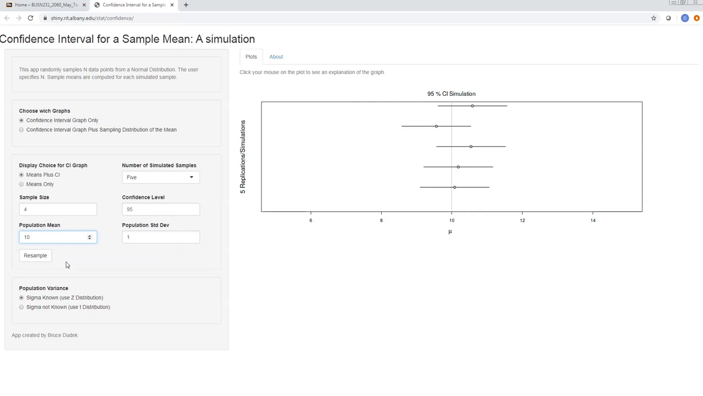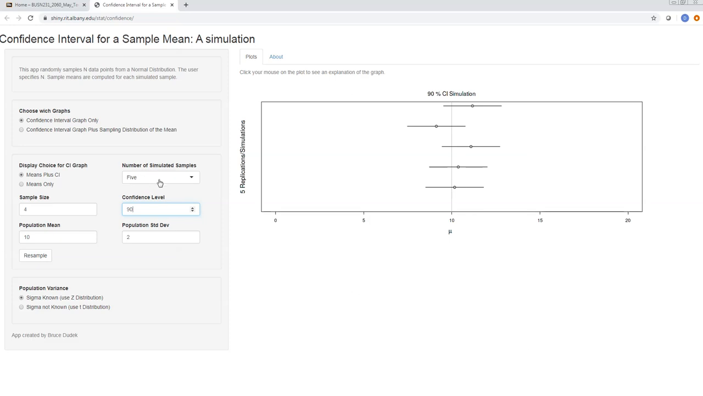Okay, so I'm going to hit enter, and there it is. And let's say that my population standard deviation sigma is, I don't know, 2. Bam. Okay, so here's what I'm going to do. I am going to start with a 90% confidence level.